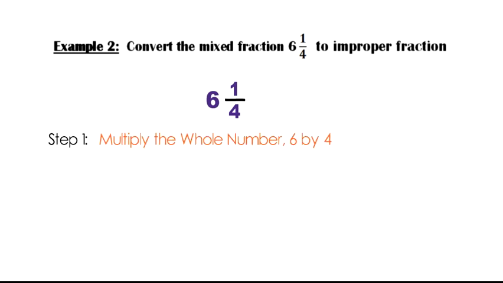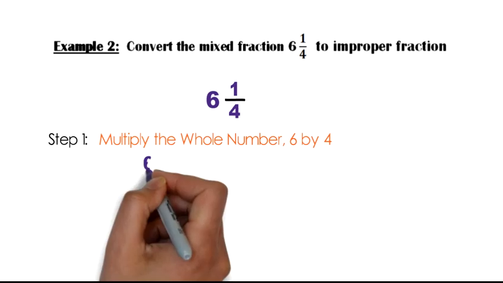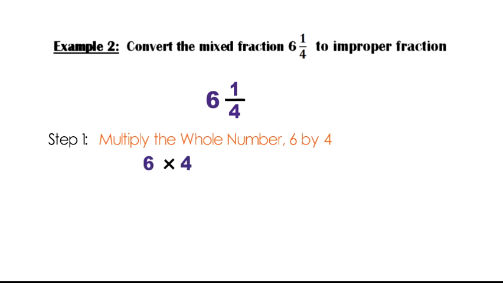Example 2. Convert the mixed fraction 6 whole number, 1 over 4, to improper fraction. To solve this question, first, we will write out the mixed fraction, 6 whole number, 1 over 4. The first step is to multiply the whole number, 6, by the denominator, which is 4. This gives us 6 times 4, which is equal to 24.